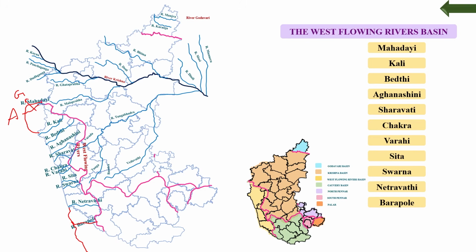There are many more, but these are the important ones. A quick revision of all of them. Mahadayi in Belgaum district, Kali, Bedti, Aghanashini, and Sharavati in Uttar Karnataka, Chakra, Varahi, Sita, Swarna in Udupi, Netravati in Dakshin Karnataka, Barapol starts its journey in Kodagu and flows through Kerala before draining into Arabian Sea.